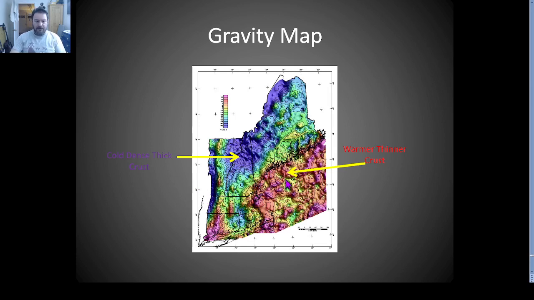And then you get a gravity map. The gravity map is interesting because what that shows you is where the crust is thick and where the crust is thin. And obviously, if we had mountain building, you would expect to have thicker crust. And sure enough, we do. This is the mountain building areas of New England. They're right in here, the Acadian orogeny.